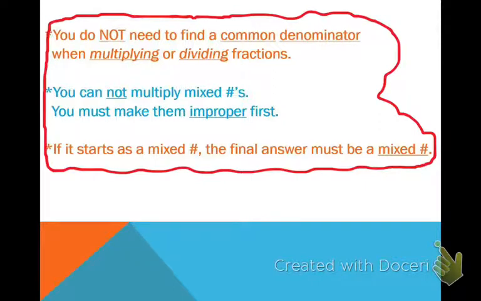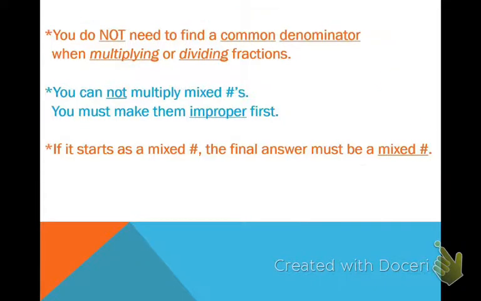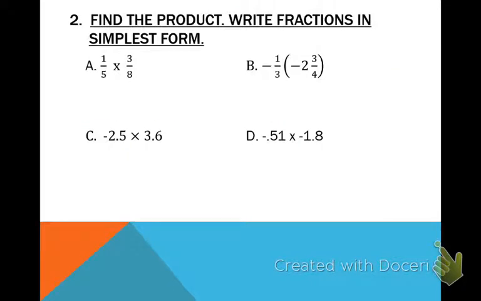All right, go ahead and put your red pens up at the top of your desk, and now we're going to work through a few examples of this right here, okay? Let's say here, find the product and write the fractions in simplest form. Do I need to find a common denominator, yes or no? Yes. Wait, yes. Did you see what we just wrote up there at the top of our notes? Oh, no. Read me the first thing. You do not need to find a common denominator when multiplying or dividing fractions.